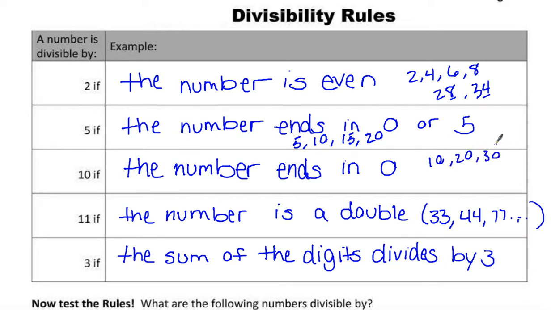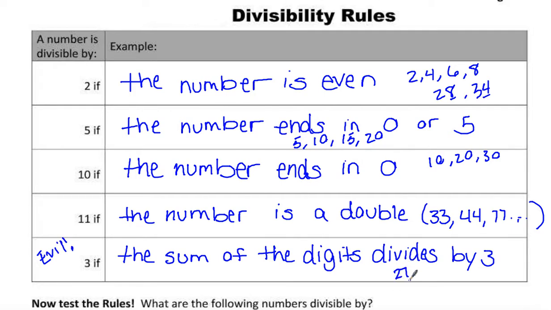So that's 10, 20, 30, and those numbers. A number is divisible by 11 if it is a double, and we mean like 33, 44, 77, and so on. And then a number is divisible by 3. I always call 3 the evil 3 because they're hard to see. And if all else fails, try 3. But the actual rule is if the sum of the digits divides by 3, then you can divide the number by 3.